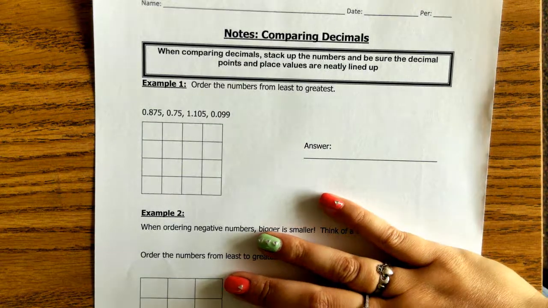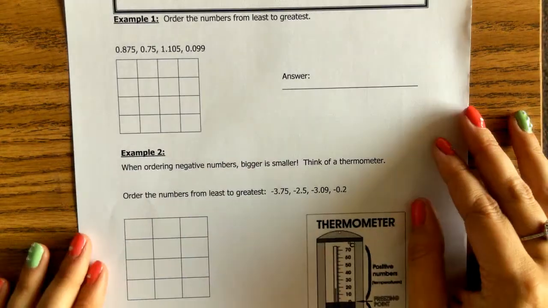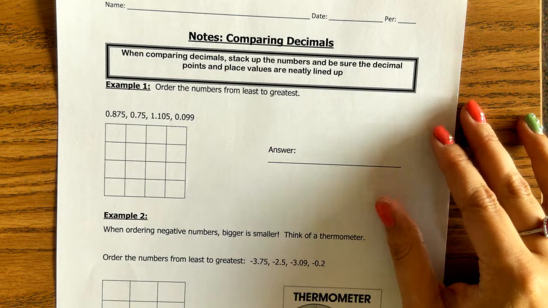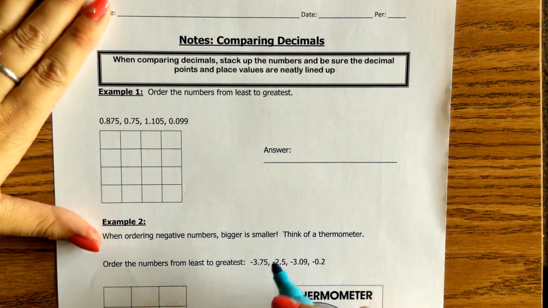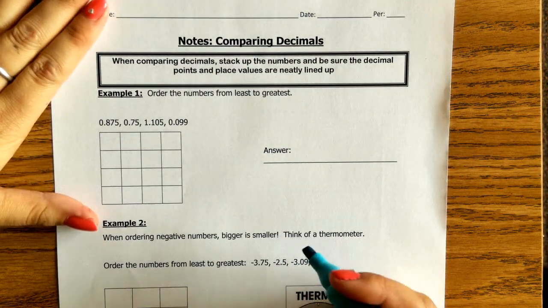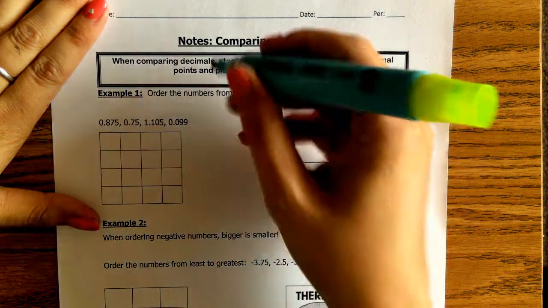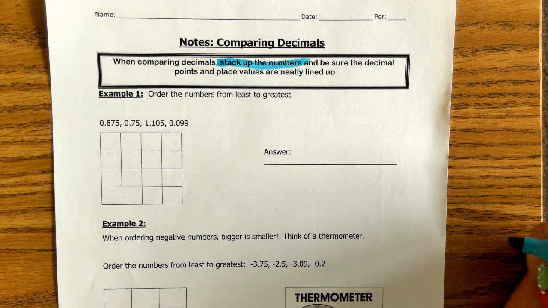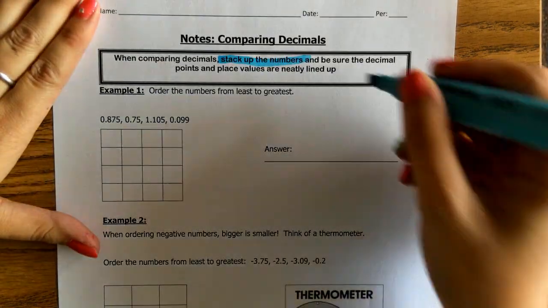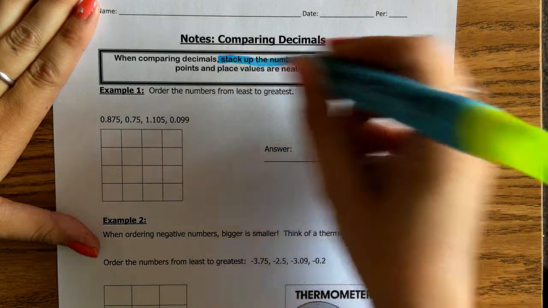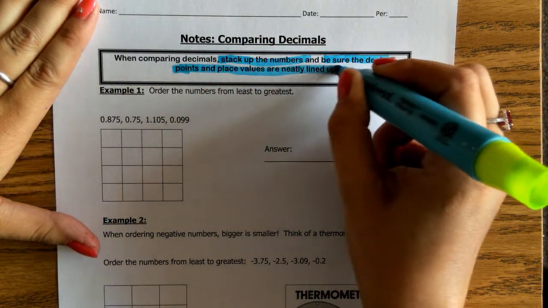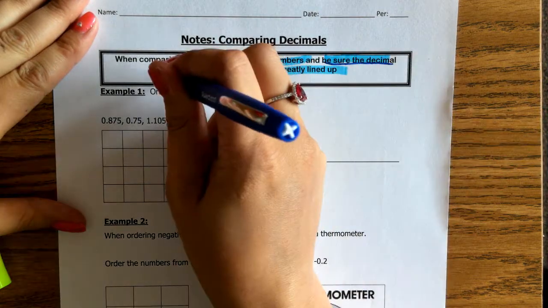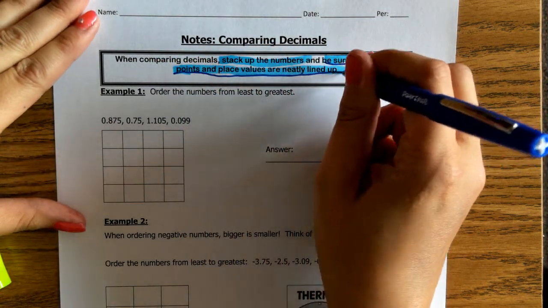Alright, so today we're doing notes on comparing and ordering decimals. Only decimals. When you compare and order decimals, there are two things that can be really helpful and that you need to do. The first thing is you want to stack up the numbers. And when you stack them up, you want to be sure that the decimal points and place values are neatly lined up. I'm going to even underline that too, because that is so important.